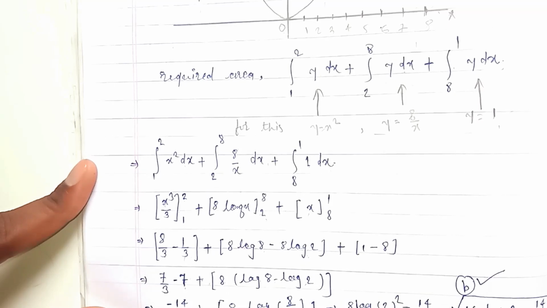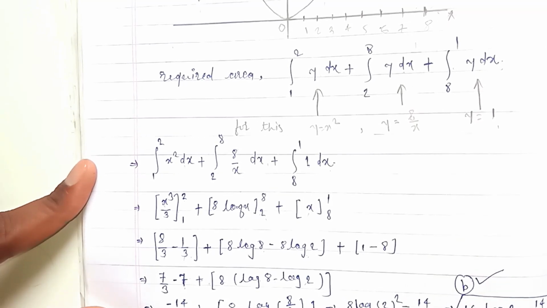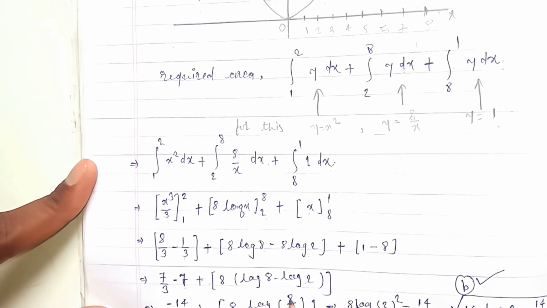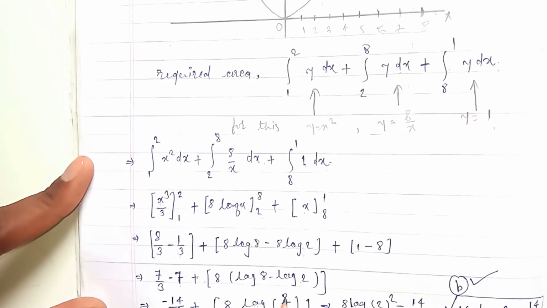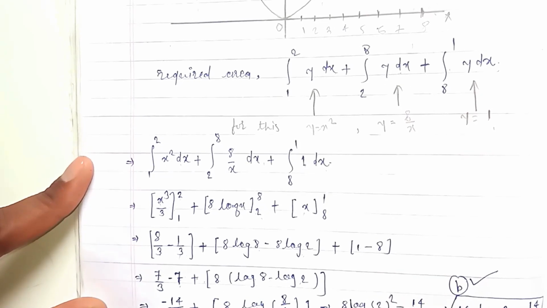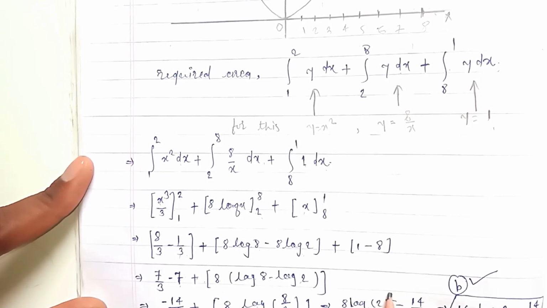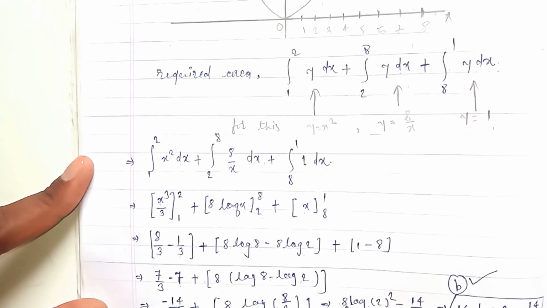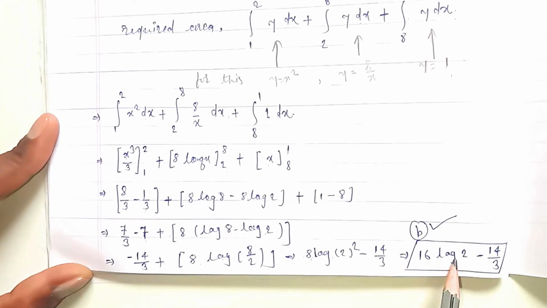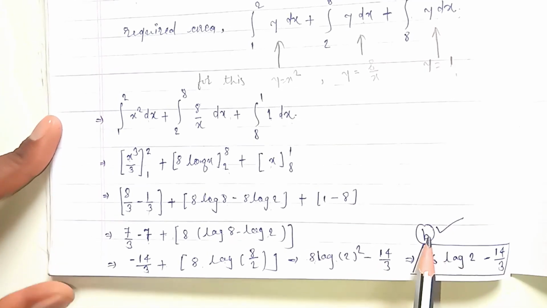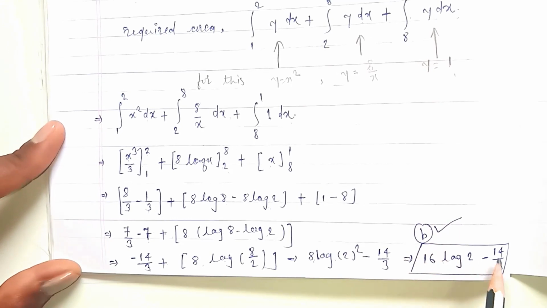So minus 14 by 3 as it is, and log of 8 by 2. That means 8 can be written as 2 cube, so 8 by 2 can be written as 4. Log 4 can be written as log 2 square. The 2 coming here is a multiplicand of 8, so 8 times 2 is 16, by using the exponent rule for logarithm. That gives 16 log 2 minus 14 by 3. So this is the required answer, option B, which is 16 log 2 minus 14 by 3.